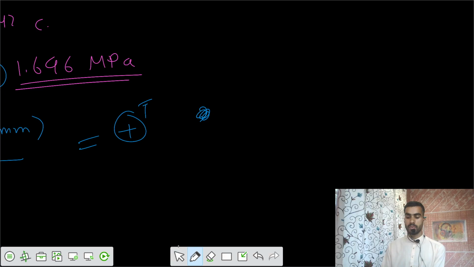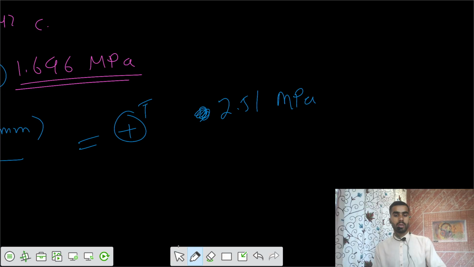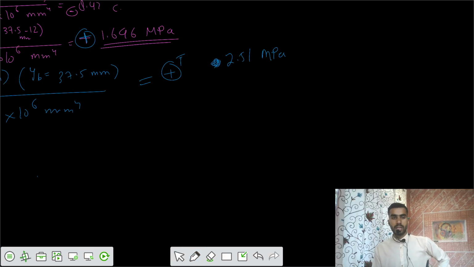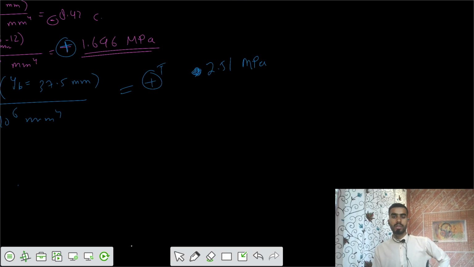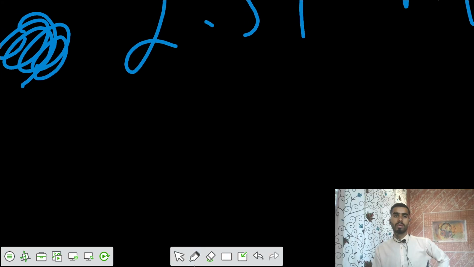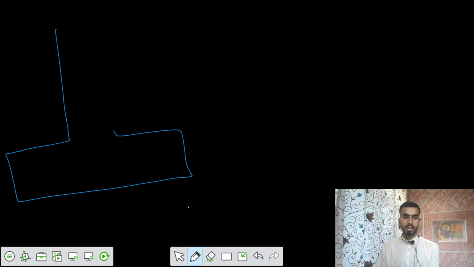Let's say you got some stress value. Let me calculate that. That equals 2.51 megapascal. Now, these were the stresses in the transformed section. So we got the stresses in the transformed section, where I transformed the section in terms of this one.